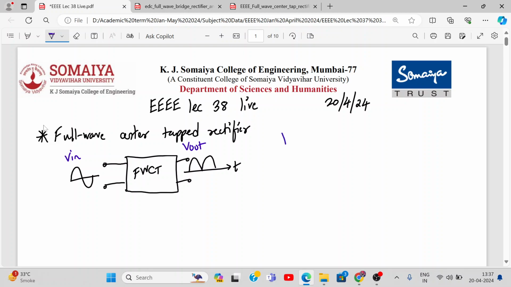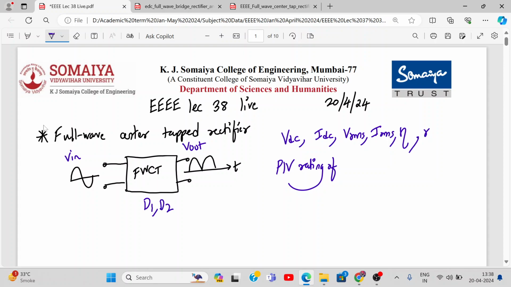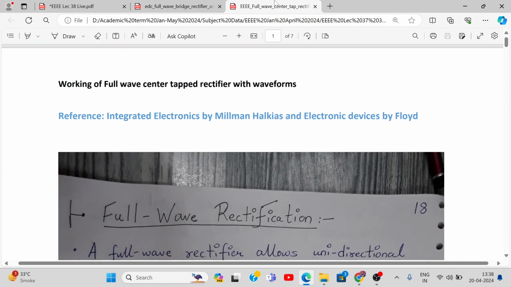And we have derived the expression for VDC, IDC, VRMS, IRMS, efficiency, and ripple factor. I've also talked about the PIV rating, and there is a slight correction. There are two diodes used over here, D1 and D2. The PIV rating of the diode is 2 VM, not VM. I'll show you how.